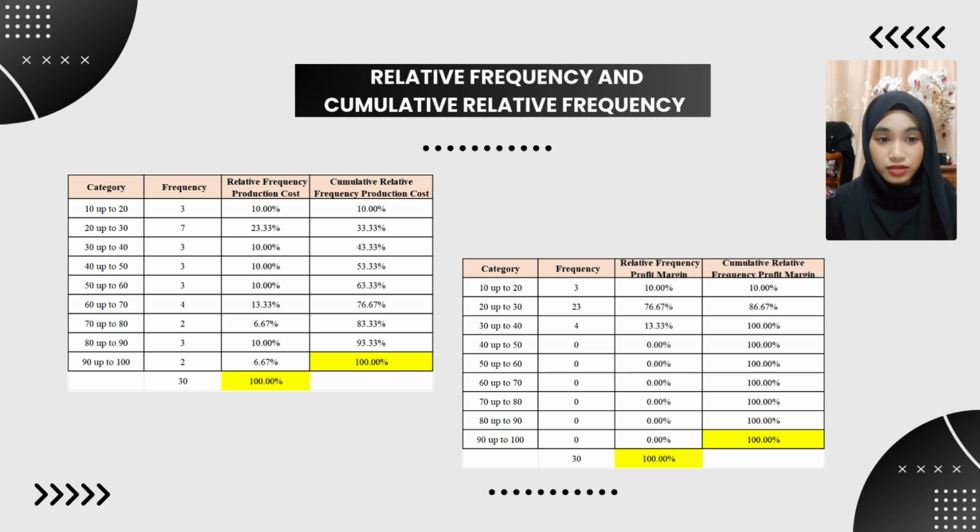Moving to the right table, we analyze profit margin using the same metrics. The significant difference compared to the production cost table is that the frequency column shows 23 out of 30 data points are concentrated in the 20 to 30 range, representing a massive 26.67% of the total in the relative column. The other categories have either very few or no data points at all. Consequently, the cumulative relative frequency reaches 100 after just the first few ranges.